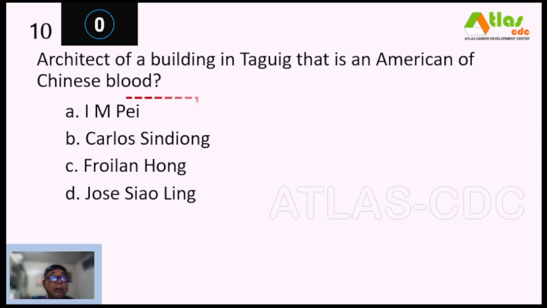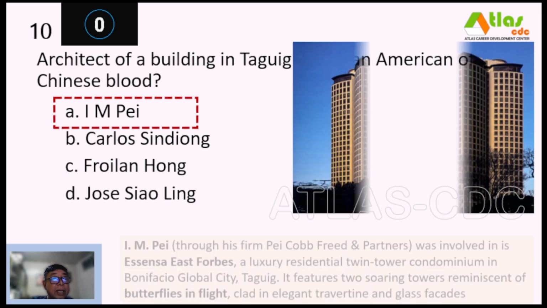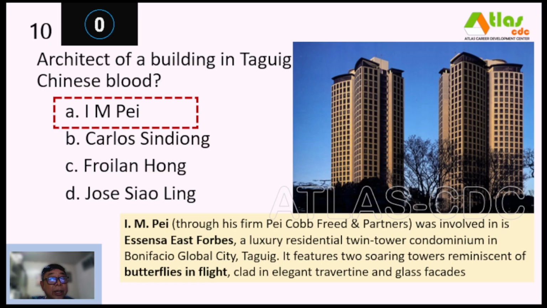And our correct answer is letter A, I.M. Pei. So I.M. Pei, through his firm Pei Cobb Freed and Partners, was involved in Essenza East Forbes, a luxury residential twin tower condominium in Bonifacio Global City, Taguig. It features 2 soaring towers reminiscent of butterflies in flight, clad in elegant travertine and glass facades.